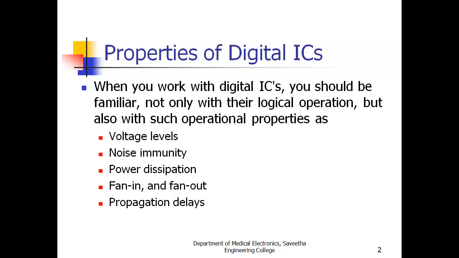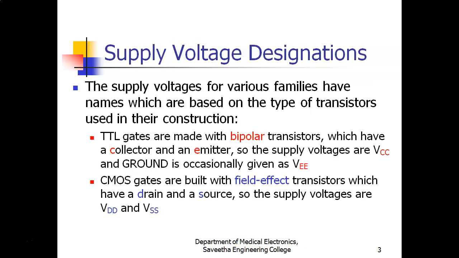The properties of digital ICs, which should be known: we should be familiar not only with their logical operation, but also such operational properties as voltage levels, noise immunity, power dissipation, fan in and fan out, and propagation delays. The main one is the supply voltage designations.